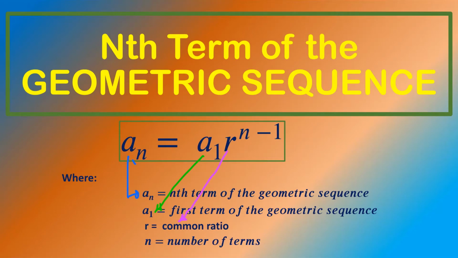The distinct feature of a geometric sequence is the r, or the common ratio. When we say common ratio, it is a non-zero constant number that is being multiplied to the preceding term to come up with the next term. We'll discuss that further when we go to our examples later on. And lastly, our n here is the number of terms.